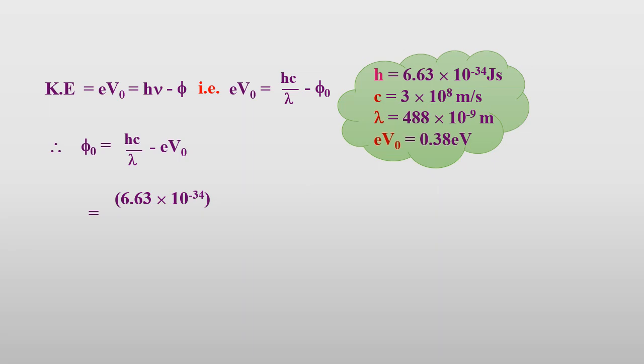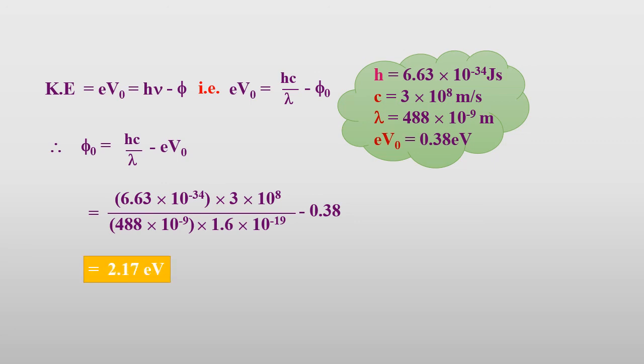So H value 6.63 into 10 to the power of minus 34 multiplied by 3 into 10 to the power of 8 divided by wavelength 488 into 10 to the power of minus 9 into 1.6 into 10 to the power of minus 19, so that it is converted in the form of electron volt, minus 0.38 electron volt. So answer will become 2.17 electron volt.